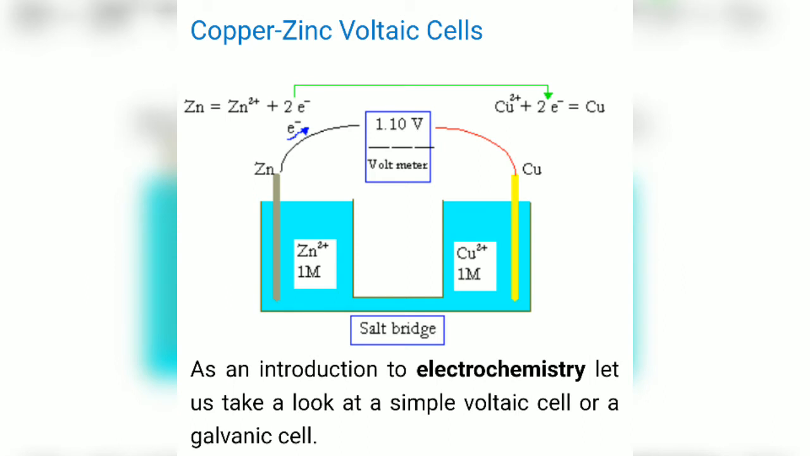To study electrochemistry, we are going to start with a very simple cell, that is the copper zinc voltaic cell. It is also called a galvanic cell. It is also called the Daniell cell. So it can be named in various ways and you will get it in the exam. So dear students, we are going to see it in detail.